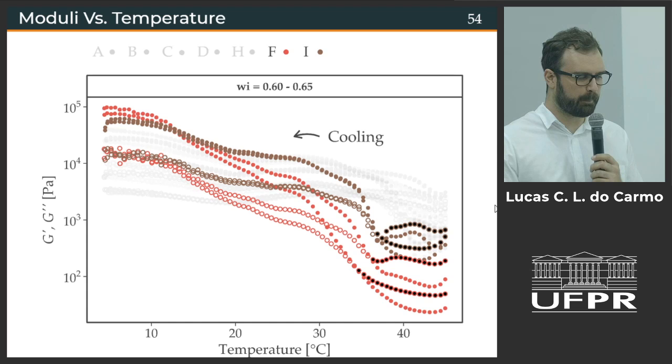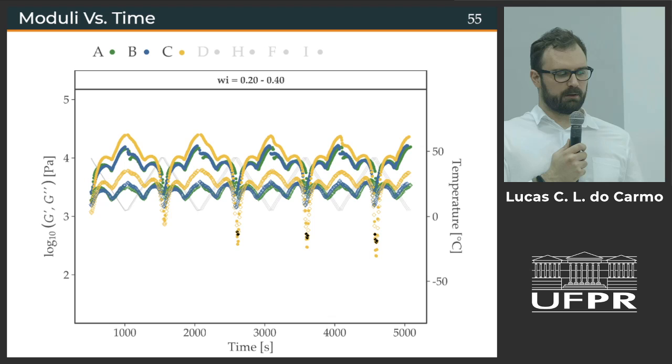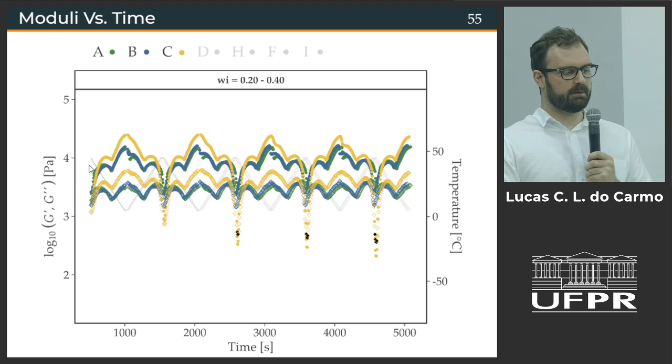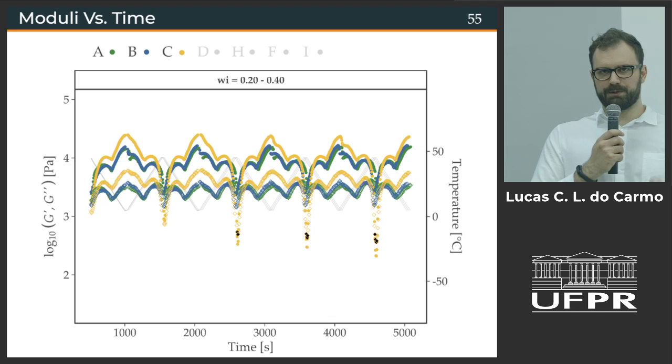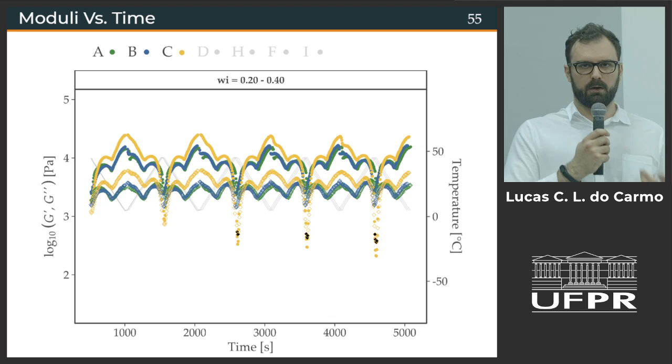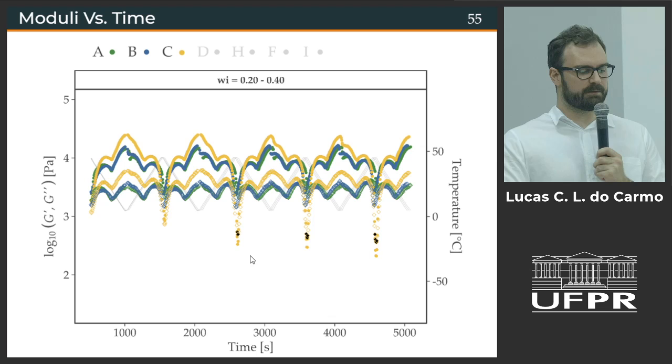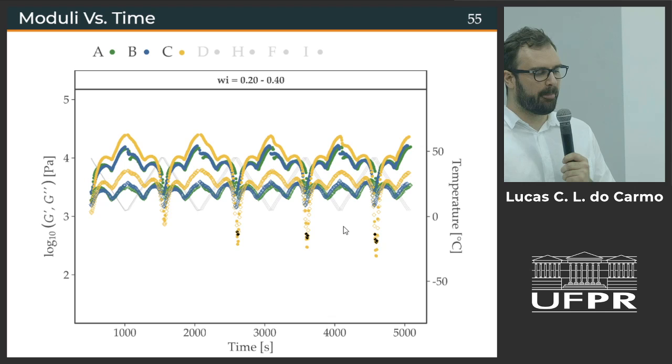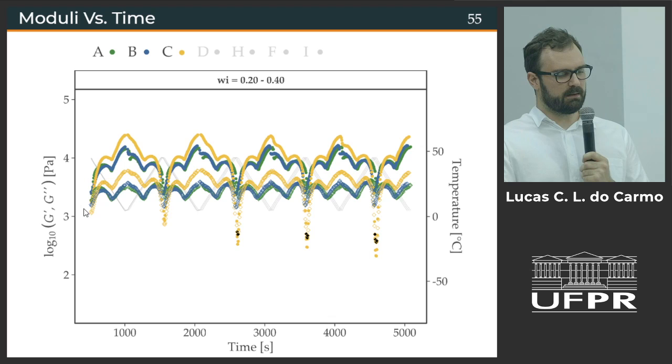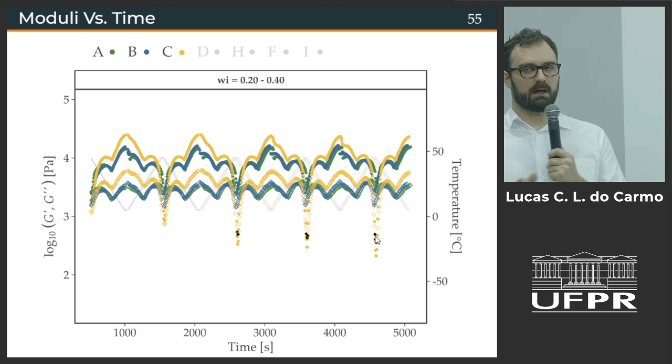Now, we can also see the data not as a function of temperature, but as a function of time. Here we have consecutive decreasing and increasing temperature ramps, indicated by the gray line. The G prime and G double prime values are presented by solid symbols and open symbols. And we see that over several temperature cycles, the formulation changes its properties. For formula C, we also have some points where we can observe a crossover, which doesn't happen for formulas A and B. And we can see a decreasing trend for G prime and G double prime values on C that we do not see for formulas A and B.